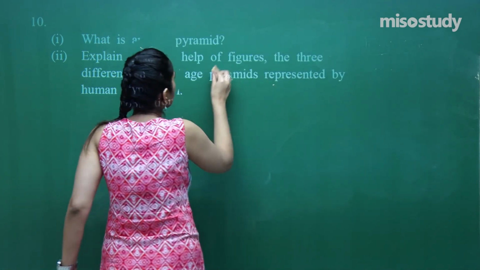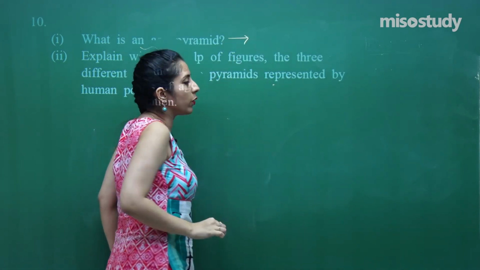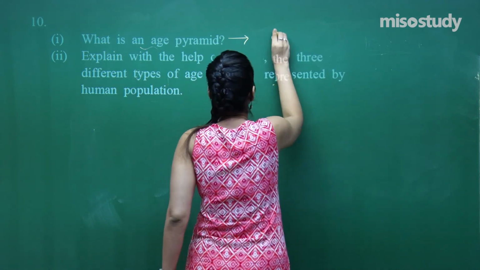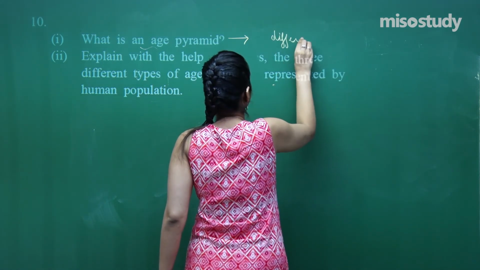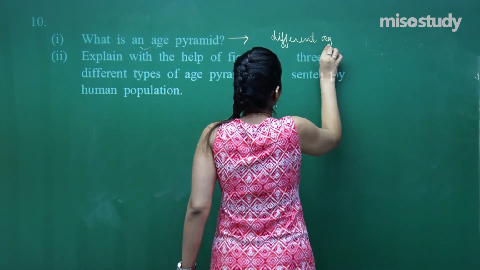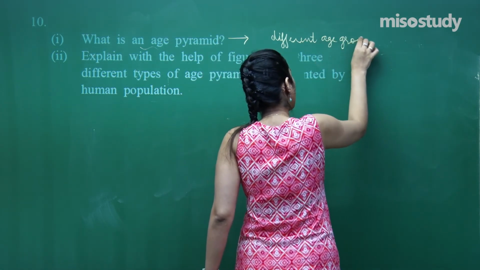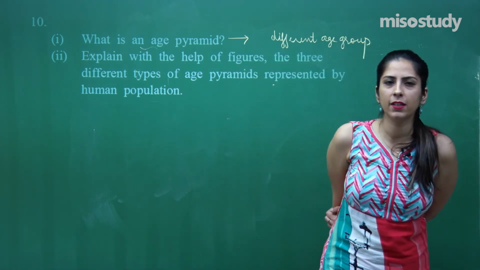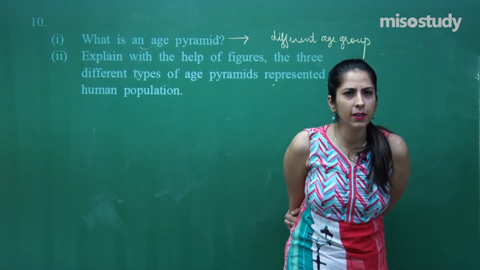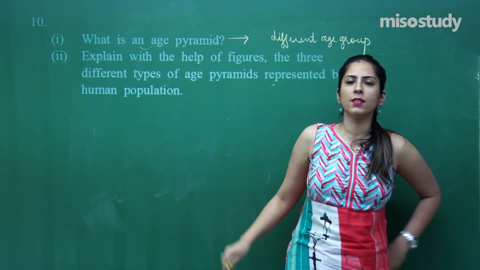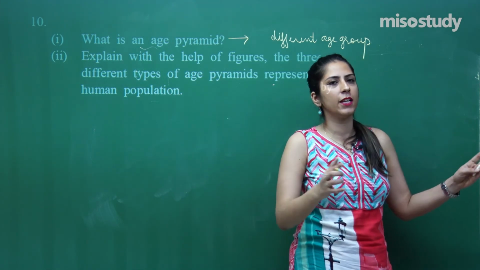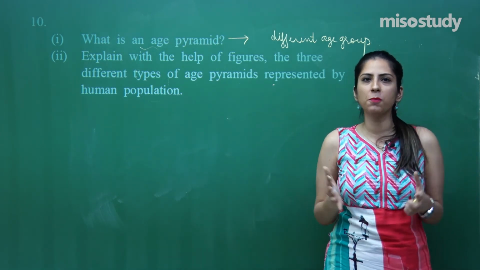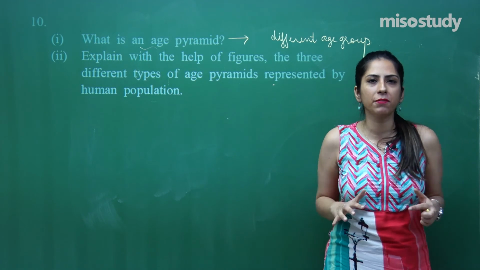So what is an age pyramid? An age pyramid is one in which the different age groups are plotted. Different age group individuals. Now can I ask you one question? We have discussed the age pyramids in detail. In the age pyramid, have I ever mentioned that this is an age pyramid of a female, this is an age pyramid of a male? We haven't. So that means it is a property of a combined effect.